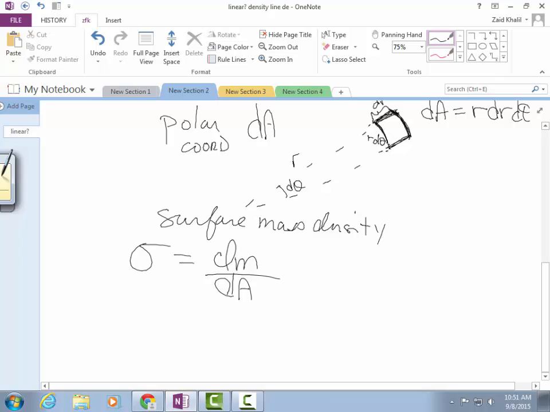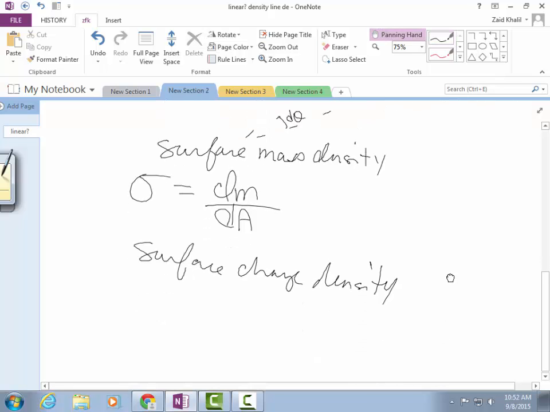Likewise, surface charge density. Let me take this, because I don't want to write this again. Surface charge density would be what? That's right. It's dq over dA.